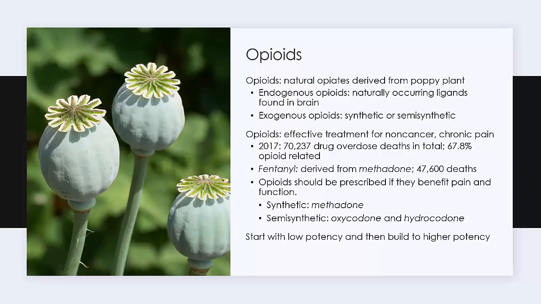Among opioid-involved deaths, the category of synthetic opioids, other than methadone, a category that includes illicitly manufactured fentanyl, was the most common. The prescription opioid category, which includes natural and semi-synthetic opioids, also known as oxycodone and hydrocodone, as well as methadone, was the second most common.